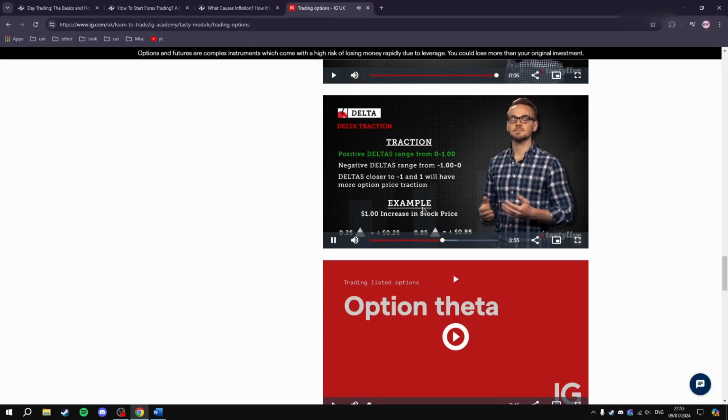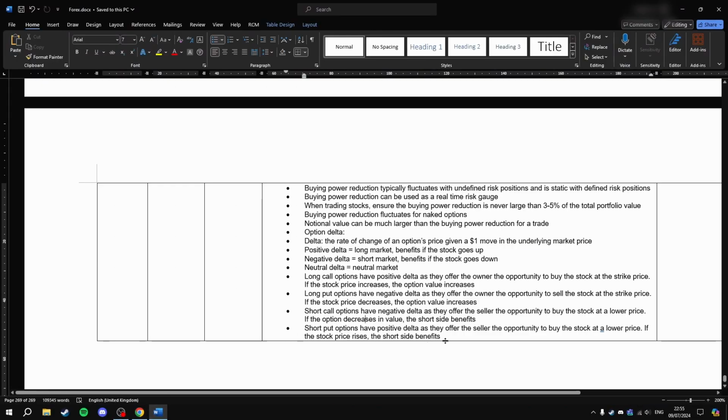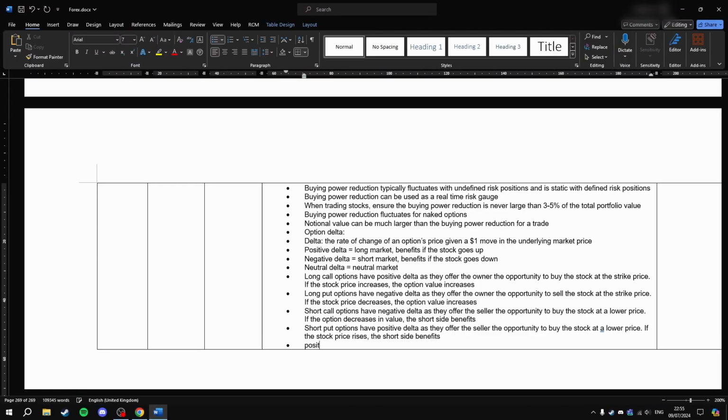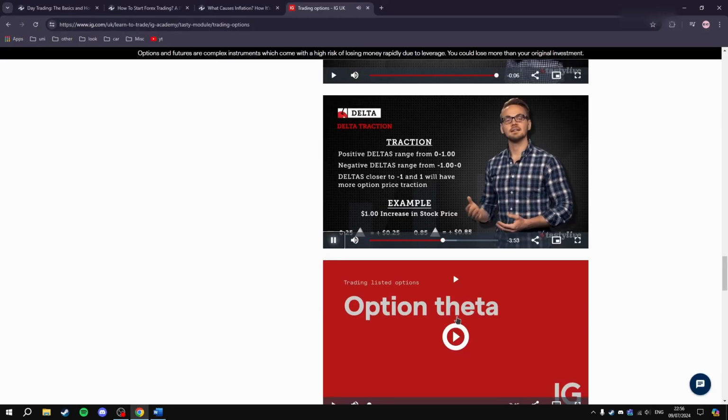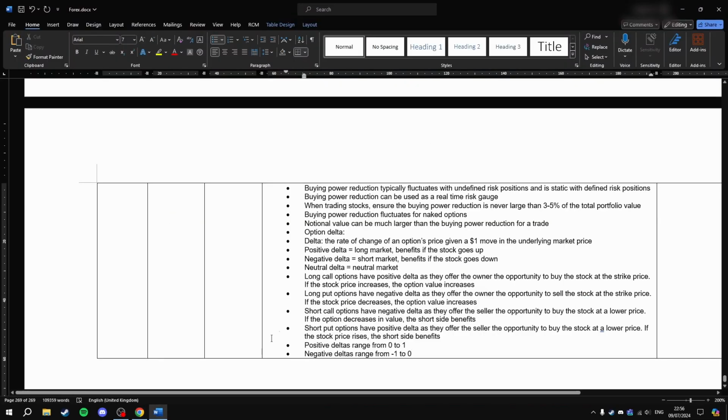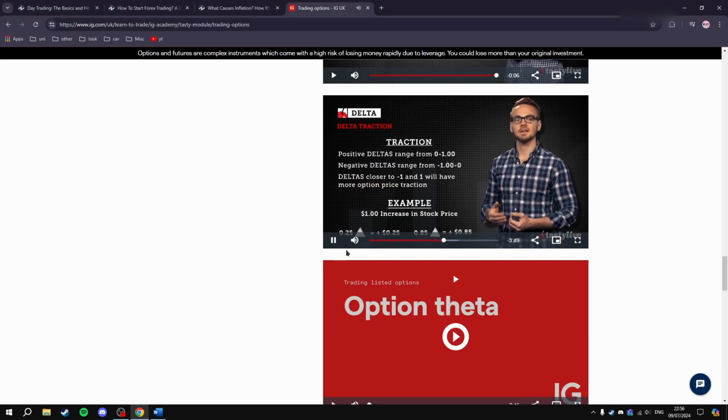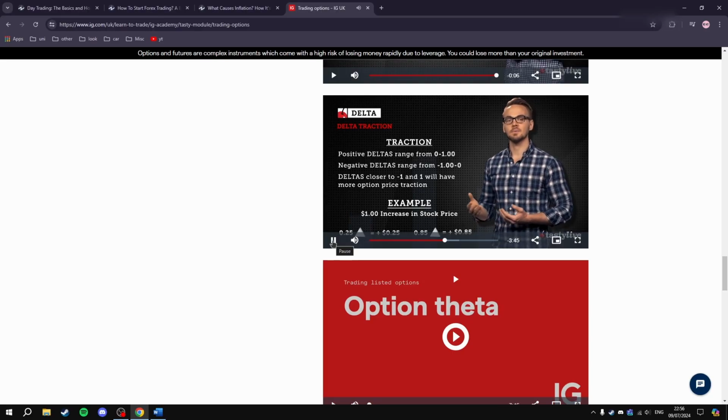Positive deltas range from 0 to 1. Negative deltas range from -1 to 0. The lower the probability is that the option will expire in the money, the lower the delta value will be.